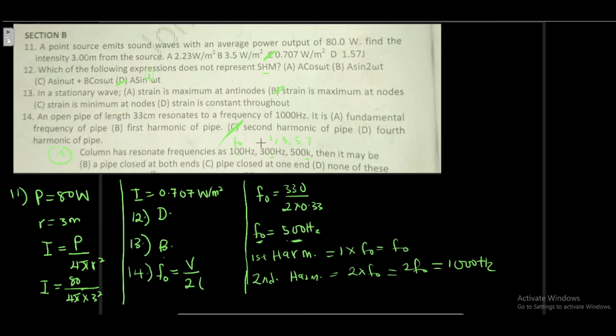So for this one, the first harmonic will be 1 times the fundamental frequency, which is 1 times 100, that's 100. The second harmonic will be 3 times the fundamental frequency, 3 times 100, 300. And then the third harmonic will be 5 times the fundamental frequency, 5 times 100, which is 500 hertz. So this is for a closed pipe, and a closed pipe is a pipe that is closed at one end. So this is option C. It's most likely going to be option C, though the question is incomplete, but from what we can see here, option C is most likely the correct answer.